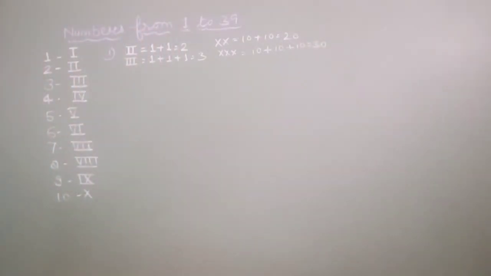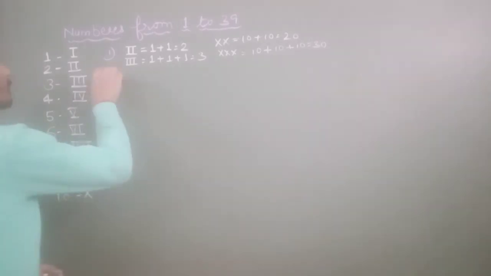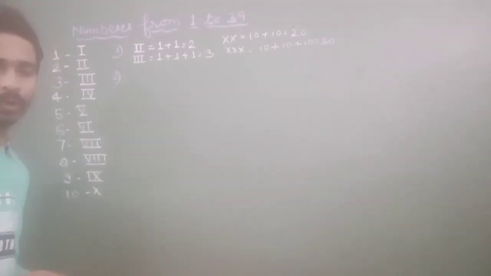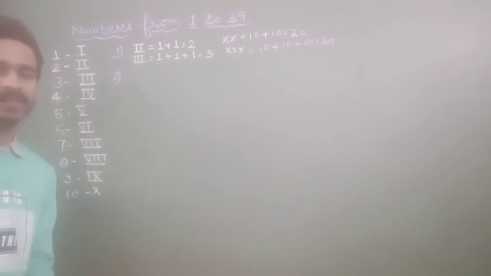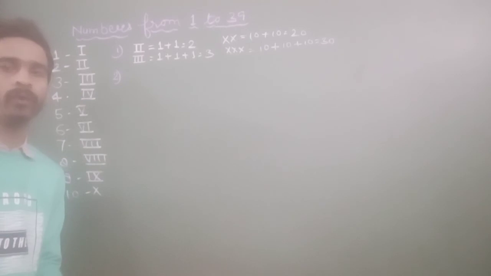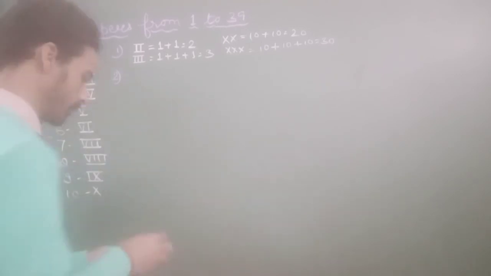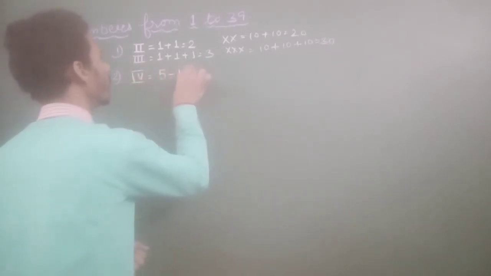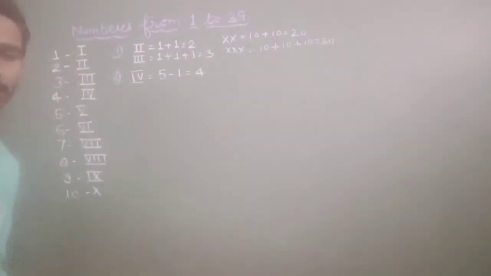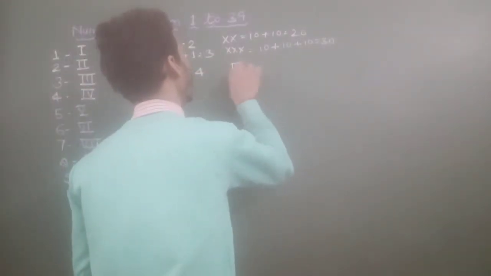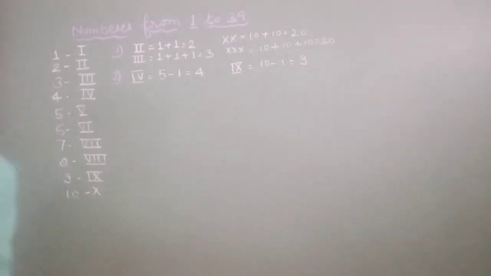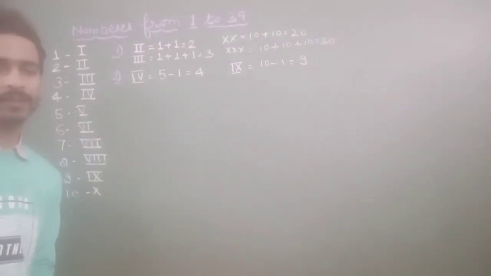Now rule number 2. Listen carefully. I to the left of V or X means subtraction. That means IV is 5 minus 1, 4, and IX means 10 minus 1, 9.